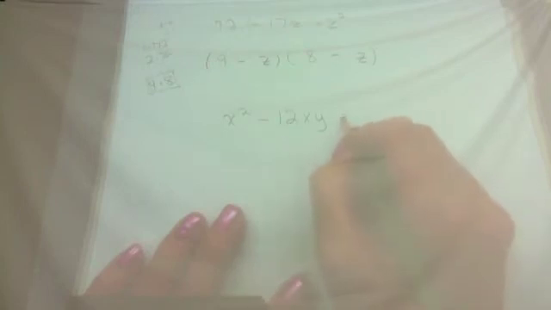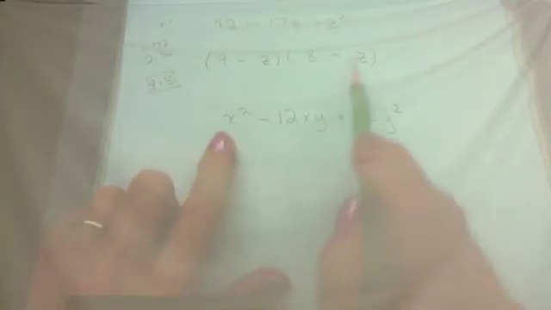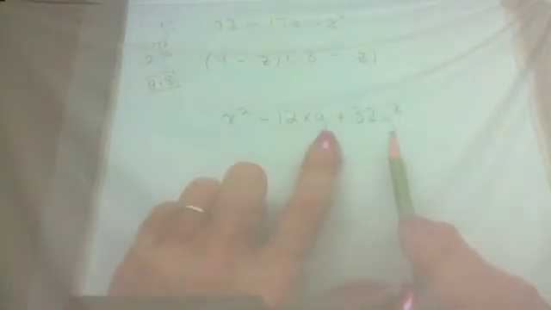All right, so now they add another little twist to it. I'm going to have x squared minus 12xy plus 32y squared. All right, now we see that there's an extra variable in it. We have an x in the front, and then we have a y in the back.